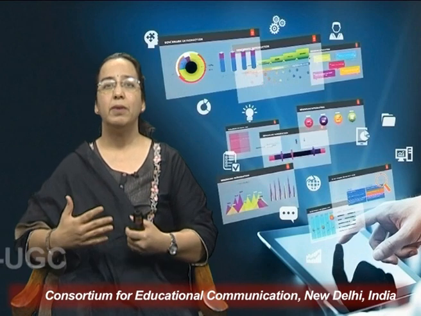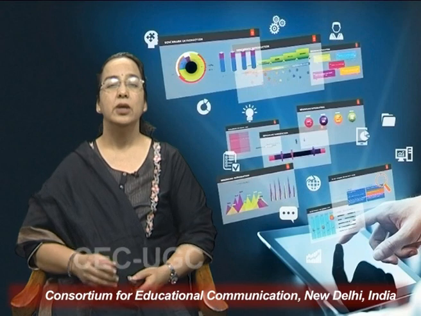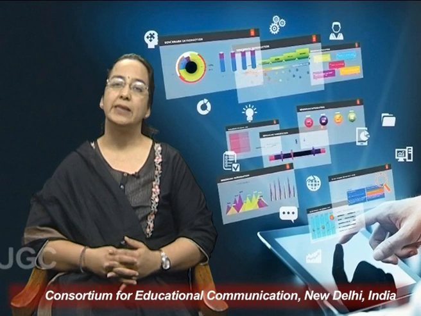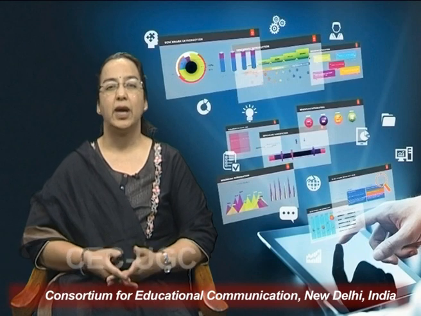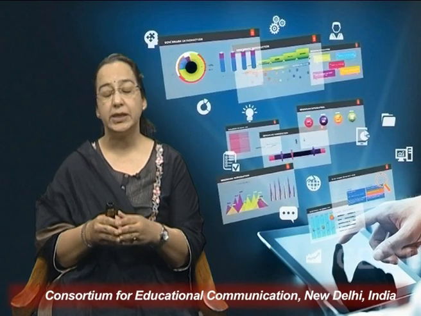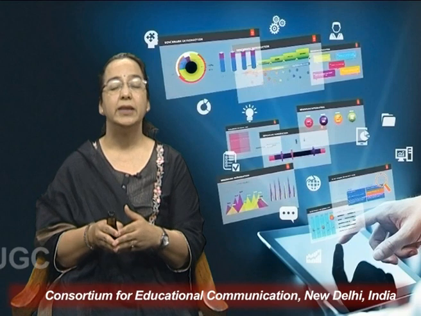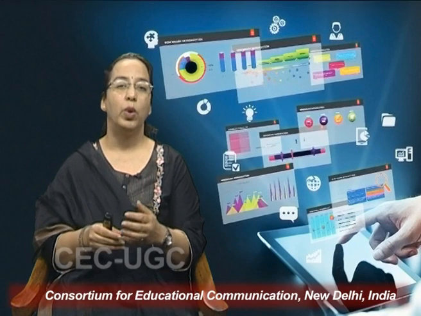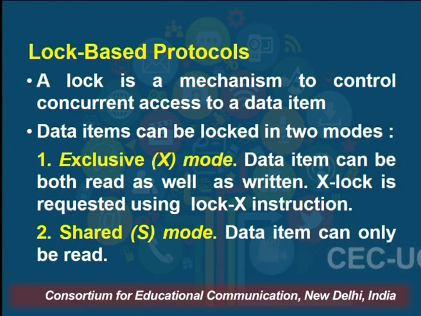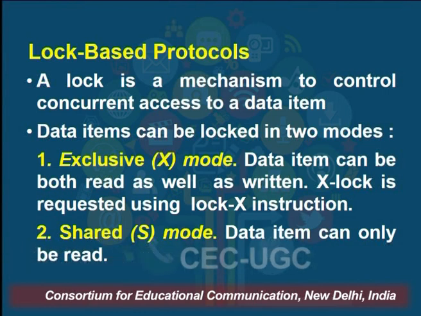So, when we talk about lock based protocols, a lock is a technique or a mechanism to control the concurrent access to a database, to a data item or to an object of a database. Basically any data item can be locked, and this can be done in two modes. One is the shared mode, which is denoted by the letter S, and another one is the exclusive mode, which is denoted by the letter X.